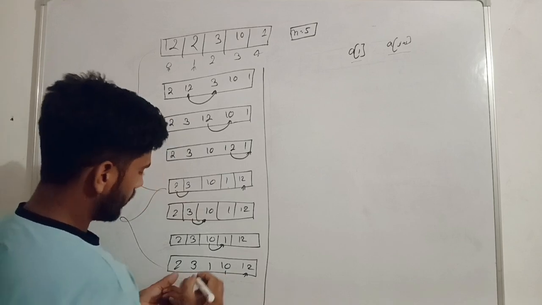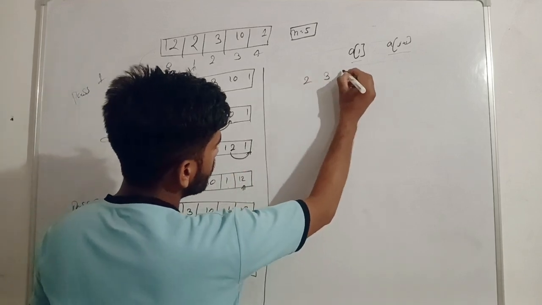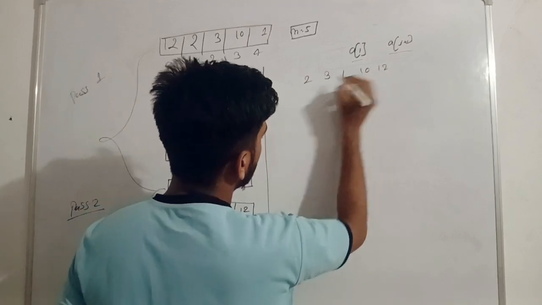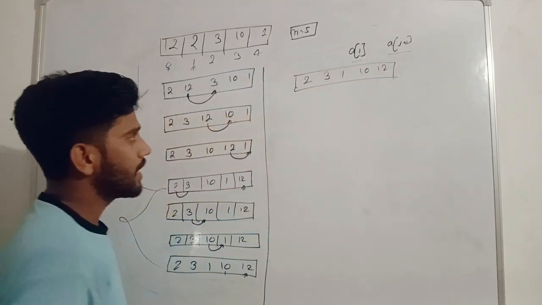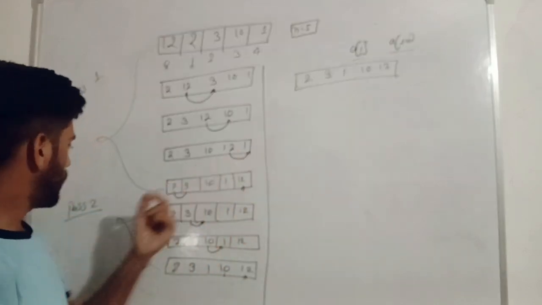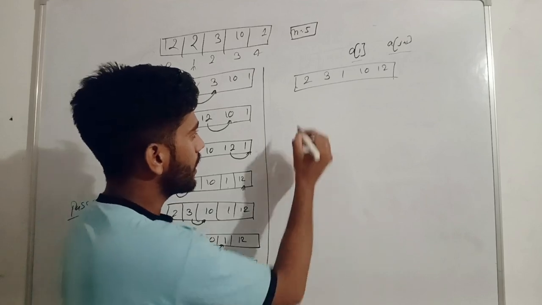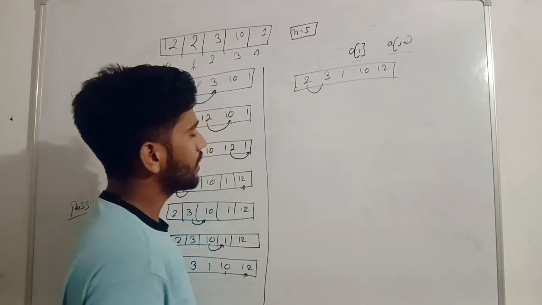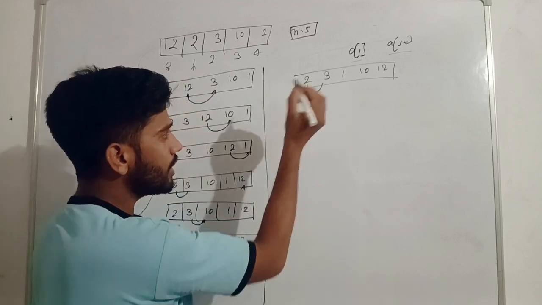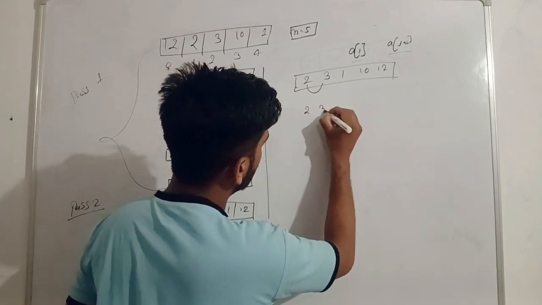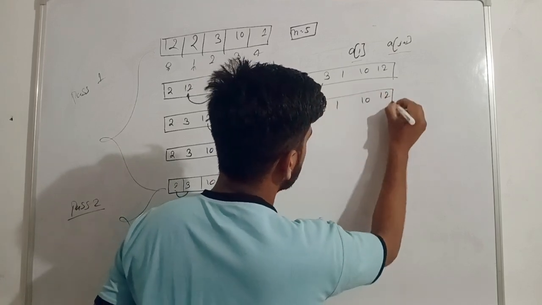It's 2, 3, 1, 10 and 12. Now in pass 3, in the first iteration, 2 and 3 will be checked. These are adjacent elements, so there is no need to swap. It becomes 2, 3, 1, 10 and 12. It will be as it is.